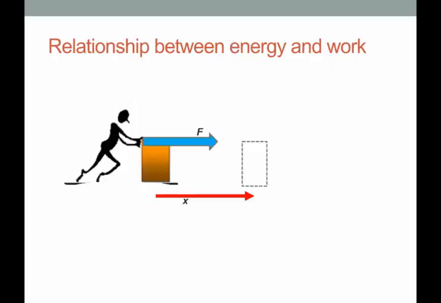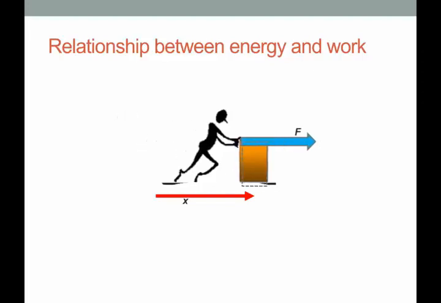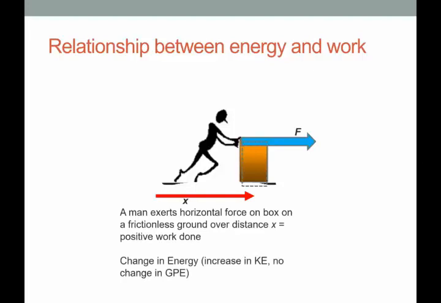Another example is a man pushing a box to the right. The man exerts a horizontal force on the box on a frictionless ground over a distance of x. This is positive work done. What is the change in energy? There is an increase in kinetic energy, but no change in the gravitational potential energy.